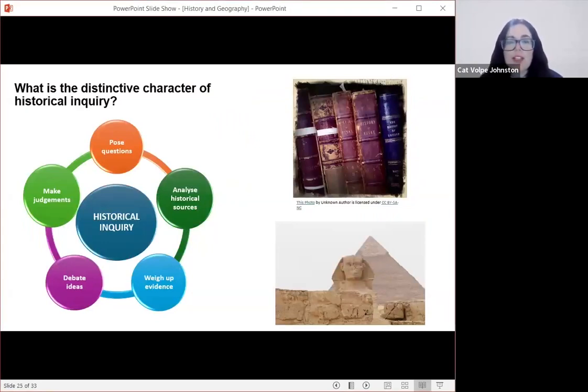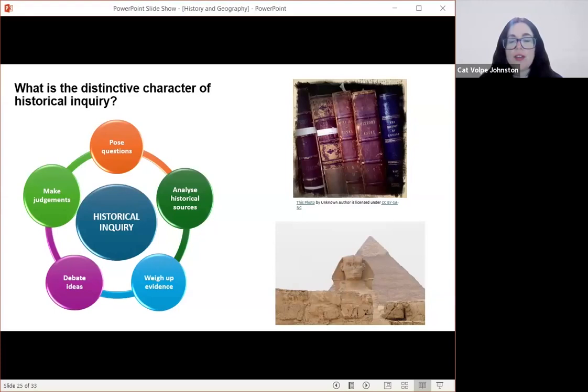The 5 main bubbles here are what you will be teaching students in history. You will be teaching students to pose questions about the past, ask questions, be curious, create that sense of wonder. You will be asking students to analyze historical sources, not an easy thing to do, something that I really struggled with in teaching history, and it does take work. It's something that a lot of students struggle with.